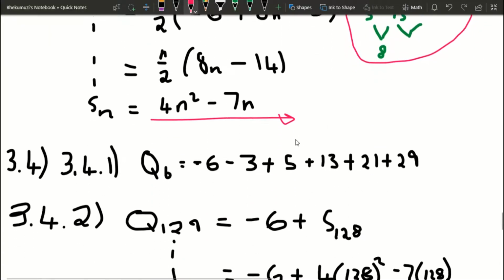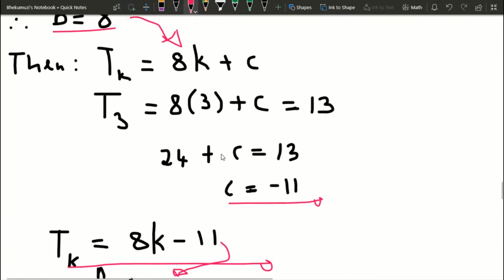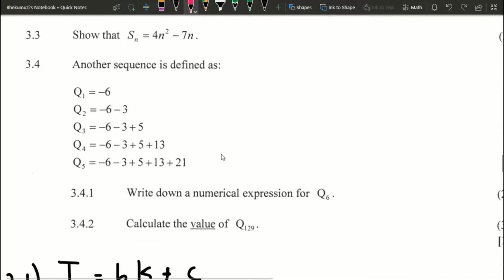Okay, now we go to 3.4. Now in 3.4 it's quite interesting. It says another sequence is defined as follows: q_1 is equal to negative 6. q_2 is equal to negative 6 minus 3. q_3 is negative 6 minus 3 plus 5. q_4 is negative 6 minus 3 plus 5 plus 13. q_5 is negative 6 minus 3 plus 5 plus 13 plus 21. Right. Now there's something actually happening here that is quite interesting.